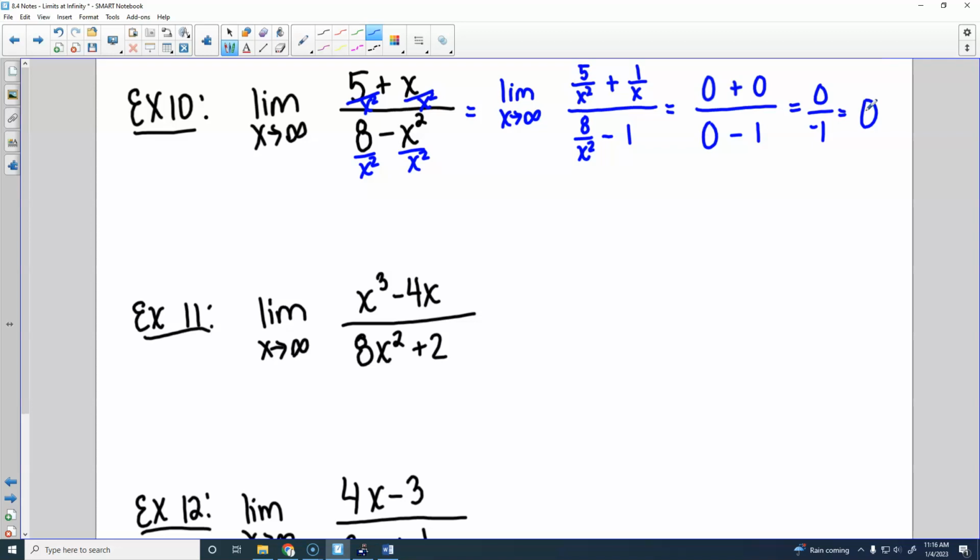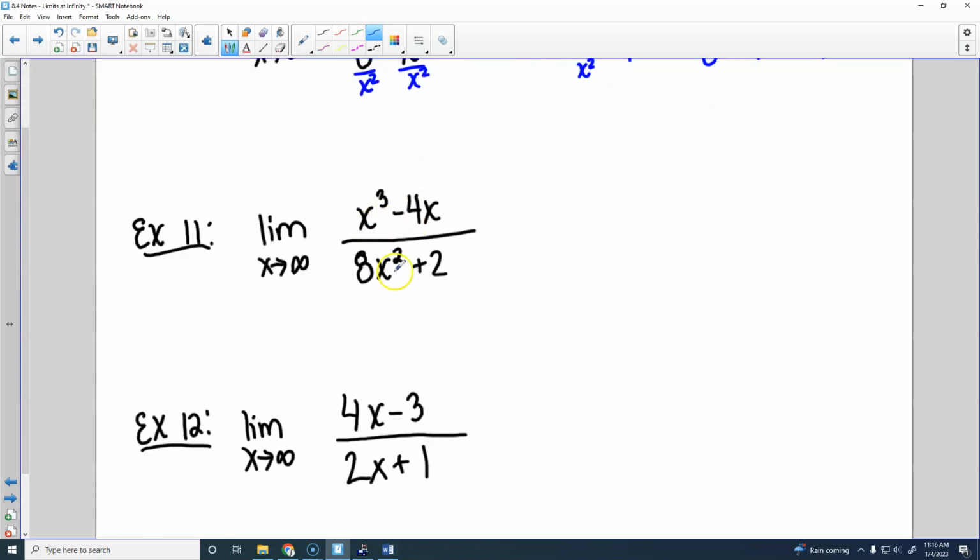All right, let's look at 11. What do I need to divide everything by here? Okay, x squared. Are we sure not x to the third? It's in the numerator, so we're not going to use x to the third. It needs to come from the denominator. So we're going to divide everything by x squared.